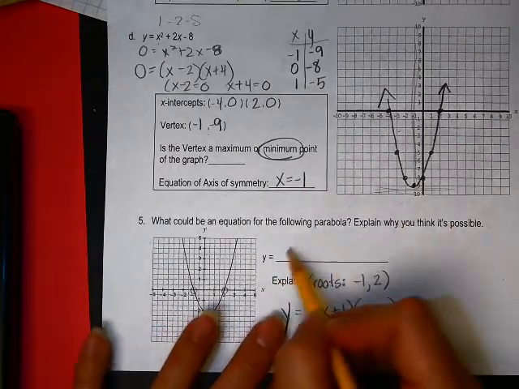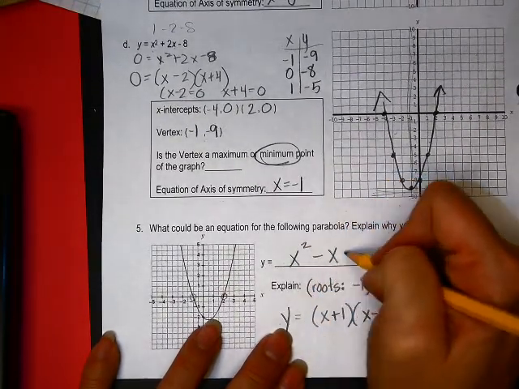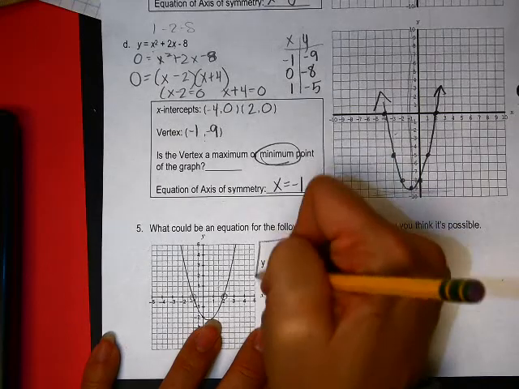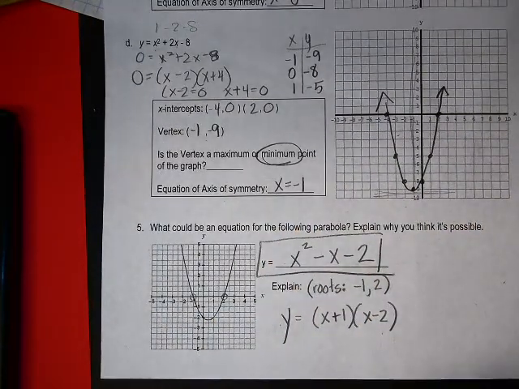And so if I go backwards even more, I multiply that out, I get x squared minus x minus 2. So this would be an example of a parabola that it could possibly be.